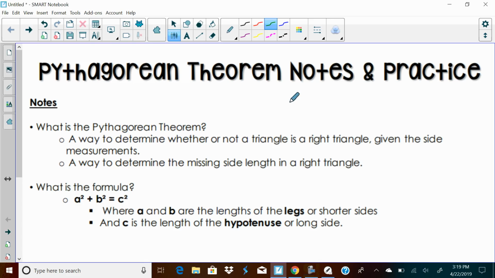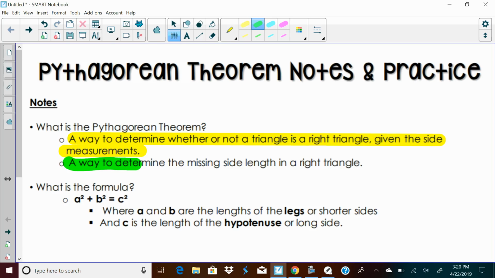Okay, here are some notes on the Pythagorean theorem. So what is the Pythagorean theorem? What you're trying to use the Pythagorean theorem for is a way to determine whether or not a triangle is a right triangle given the side measurements. So if I know the three sides, if it works in the Pythagorean theorem, then it's a right triangle.